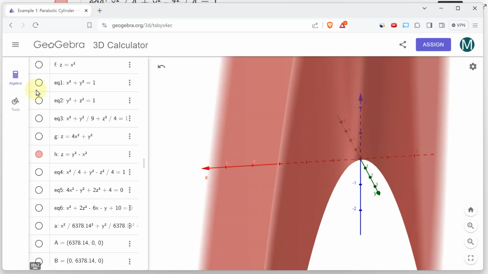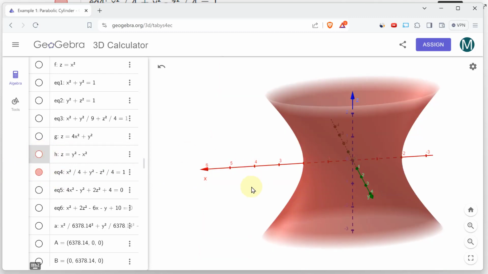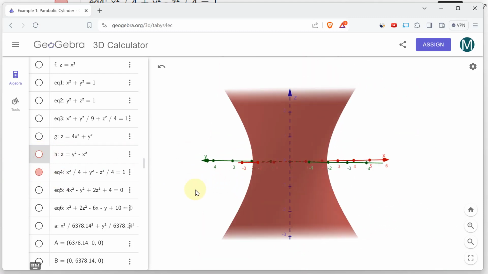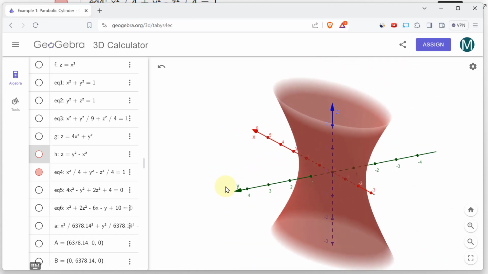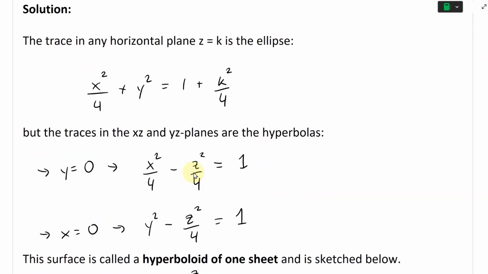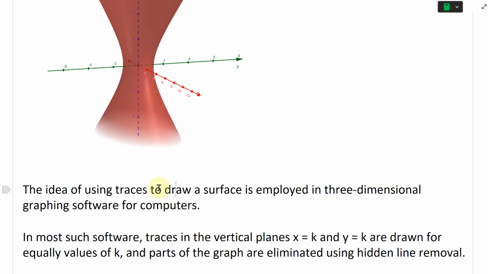Let's go and graph this out. That's x squared over 4 plus y squared, and then I need to unhide this one. So this is our hyperbolic, and this is our elliptical paraboloid. What is that? What's this one called again? This one's a hyperboloid of one sheet. So that's pretty cool. So yeah, the idea of using traces.